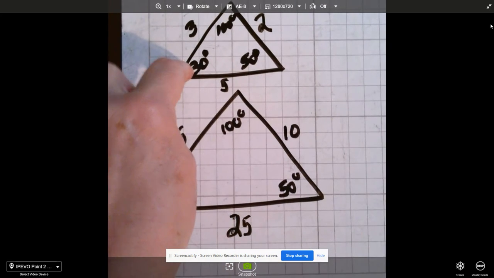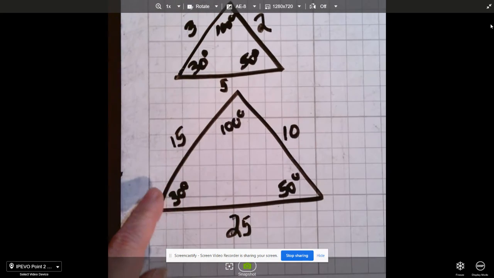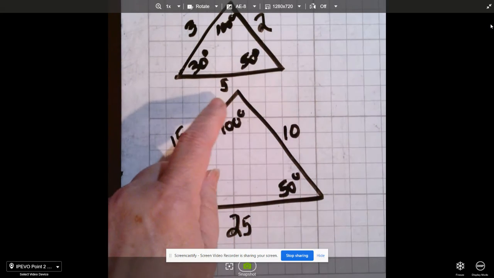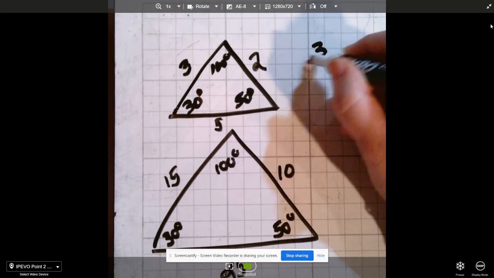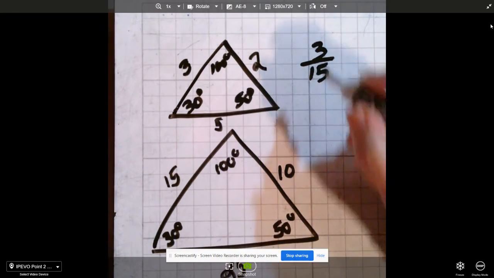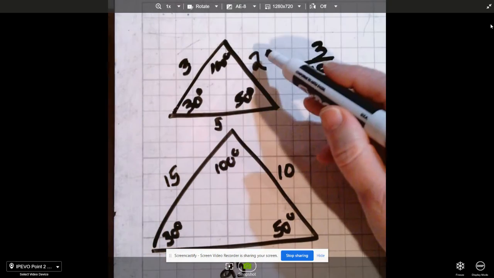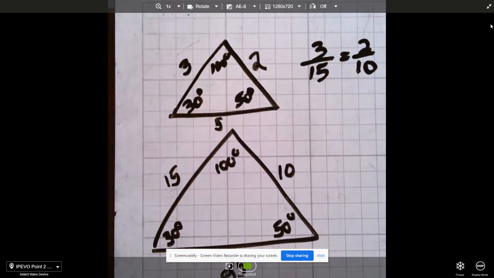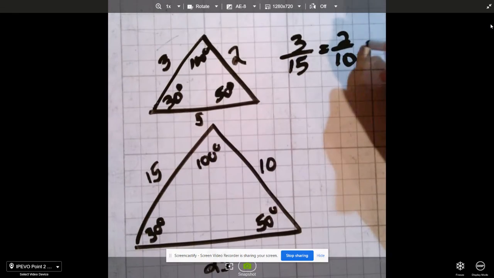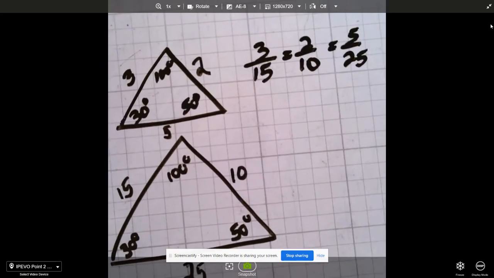So this side is between the 30 and the 100 degree angle. So I have to set it in a ratio with the side that's also between the 30 and the 100 degree angle. So if I write a ratio of the sides, I would have 3 over 15, this side to this side, then 2 over 10, and then 5 over 25. So that's a ratio of their sides.